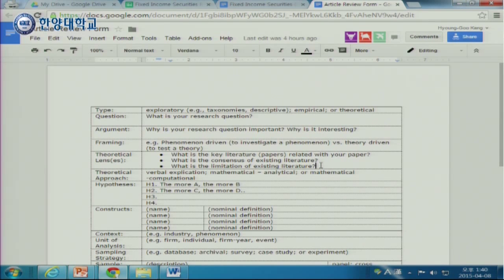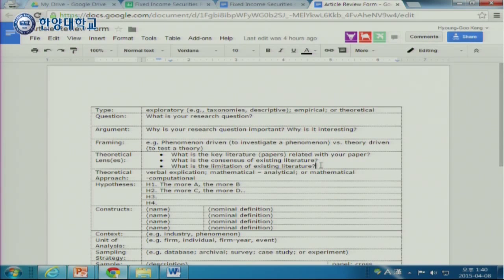And the next one is the theoretical approach. Now, actually, you have to derive your hypothesis, so you have to write it down. I think most of you will use verbal explication, but maybe some of you will write down a mathematical model, and by solving that mathematical model, you can derive some predictions. That would be fine. Or some of you may want to use a computational model. You may write down a simulation model, simulate it, and from the simulation, you can generate some predictions. Okay.